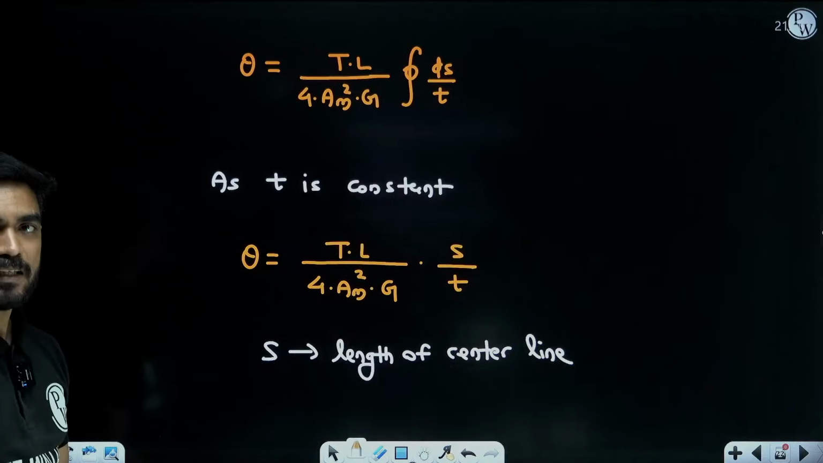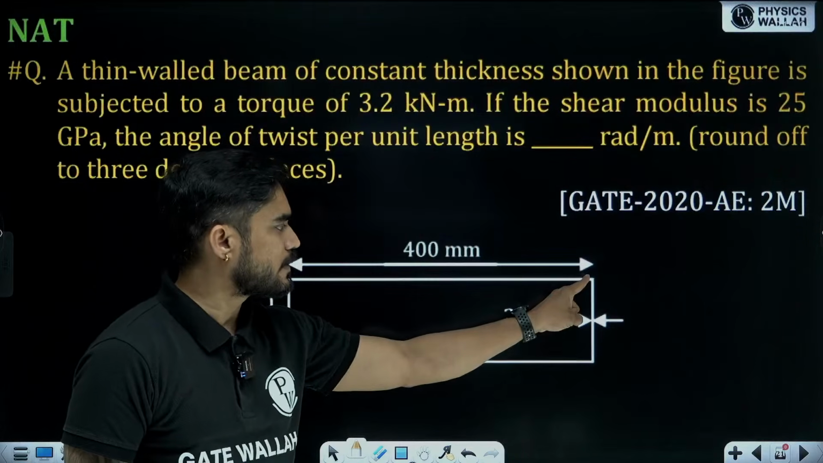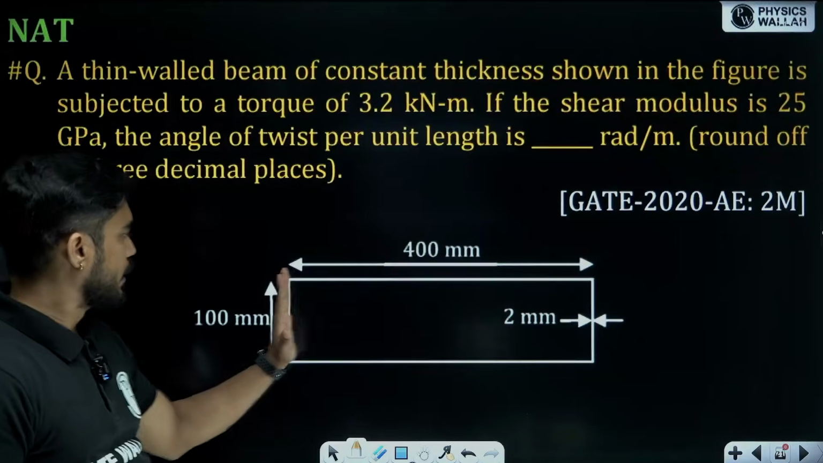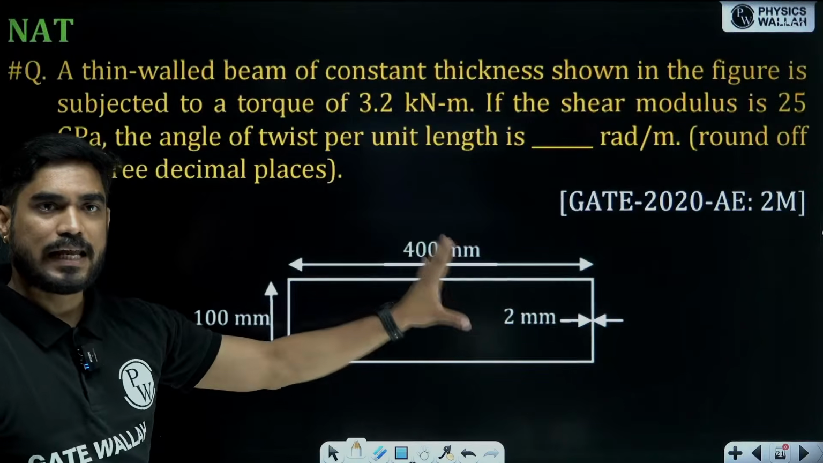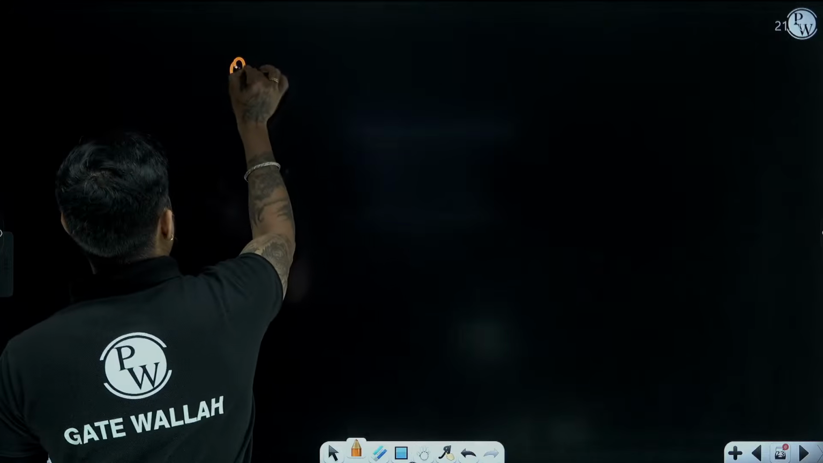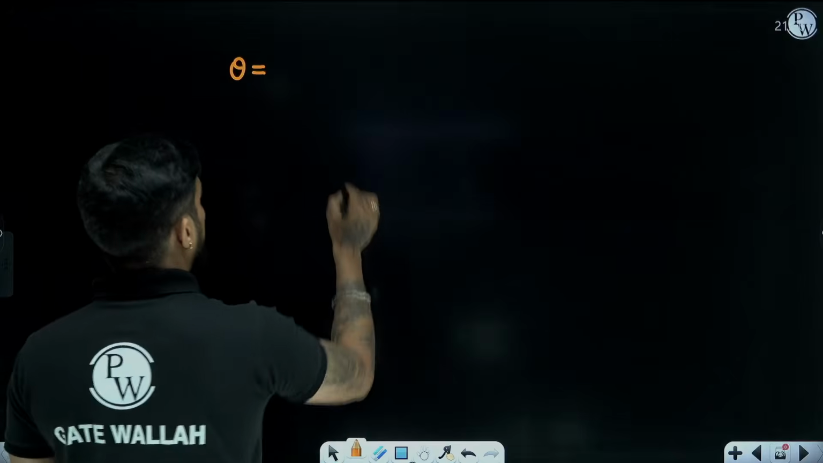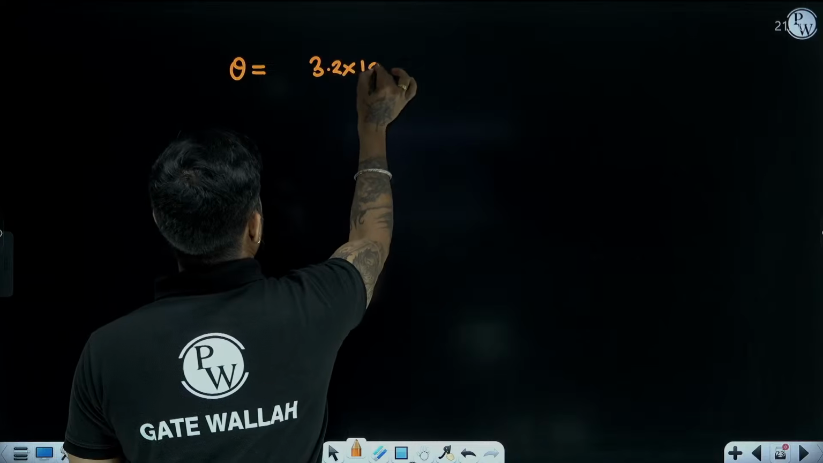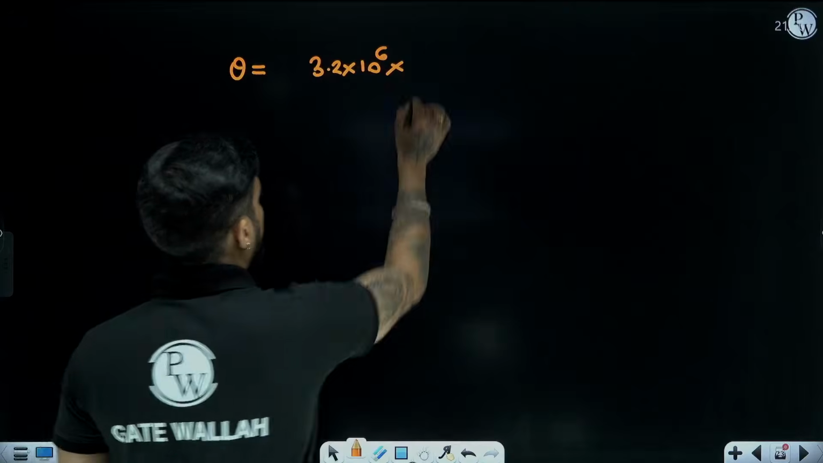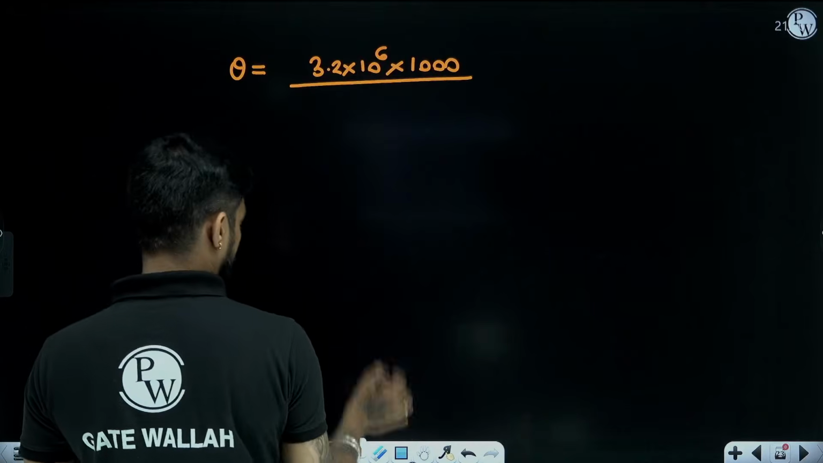So what will be the S here? 100 plus 400 plus 100 plus 400. 400 plus 400, 800. 100 plus 100, 200. So total length will be 1000 mm. Just put the values here. So theta will be equal to T. What is the torque? 3.2 kilonewton meter. We'll have to convert it into Newton mm, so into 10 to the power 6. L should be 1 meter, means 1000 mm, divided by 4 AM square.